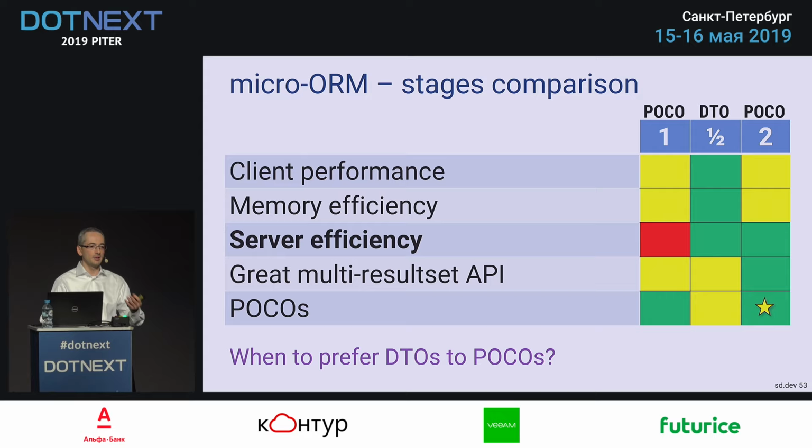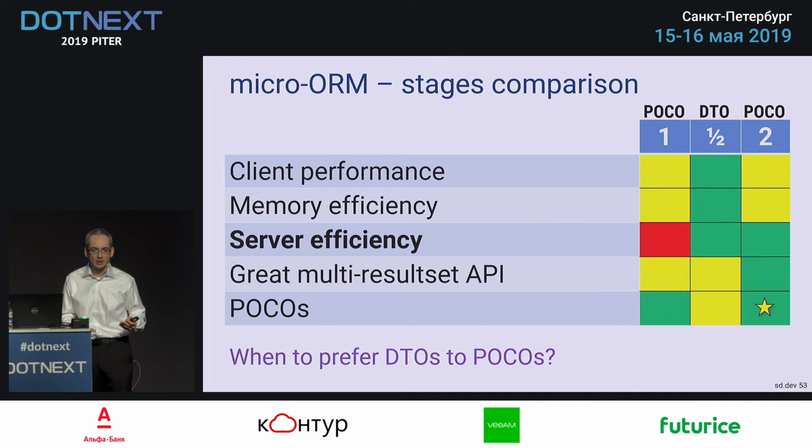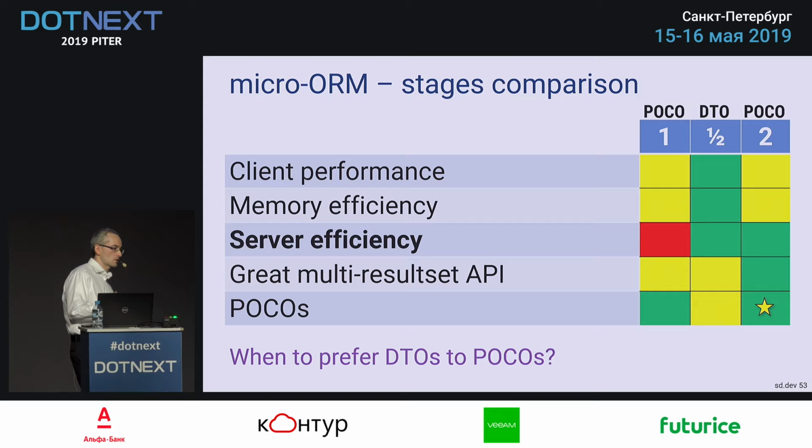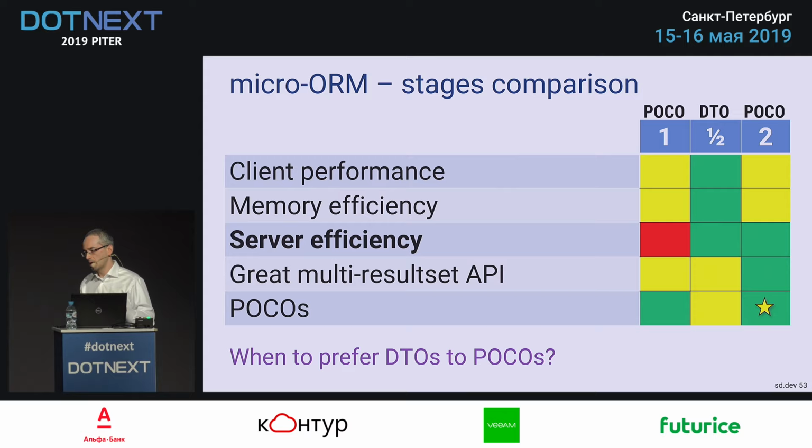So you're engaging in this POCO construction. Some of the constructors might be complex. I've seen people code, you know, web access code in their constructors, weird things like that. So you can no longer necessarily assume that your constructors are going to be as fast as a default constructor. So stage one is going to be the loser for server-side efficiency, and the other two stages, the half stage and the two stage, are going to win.